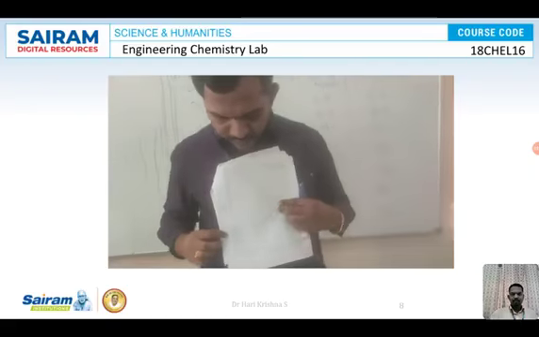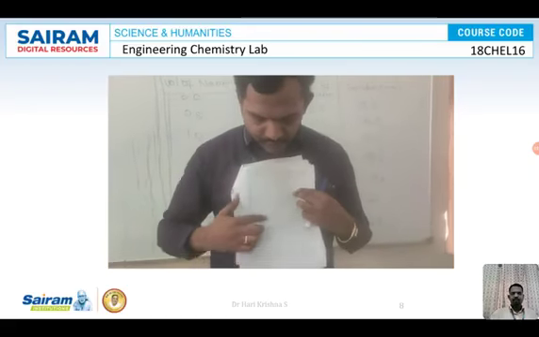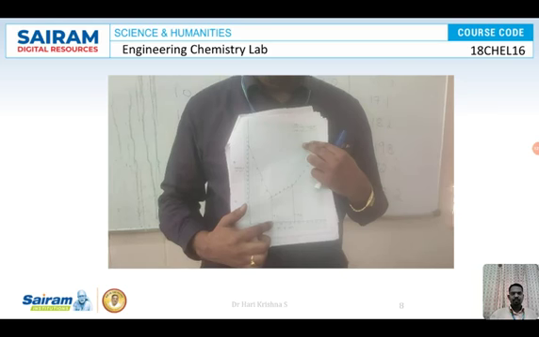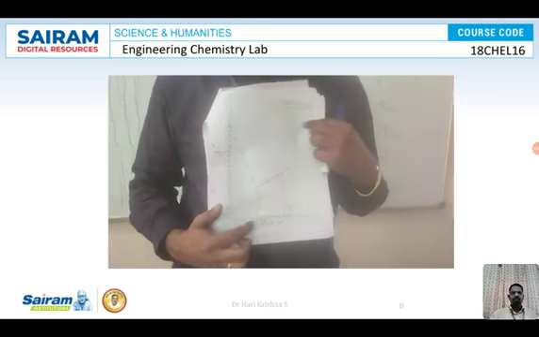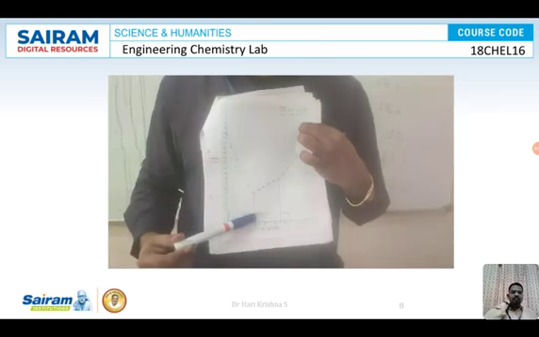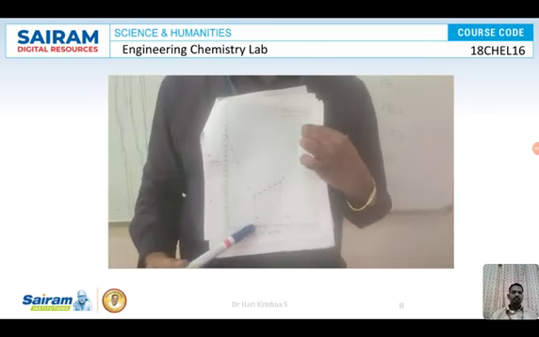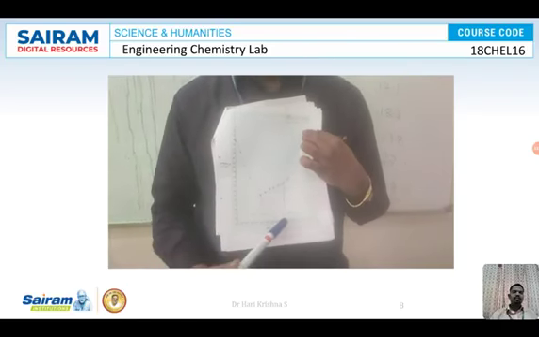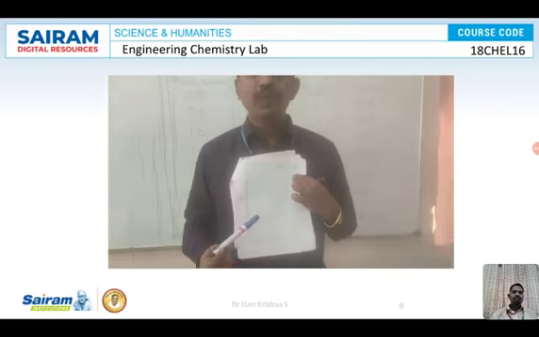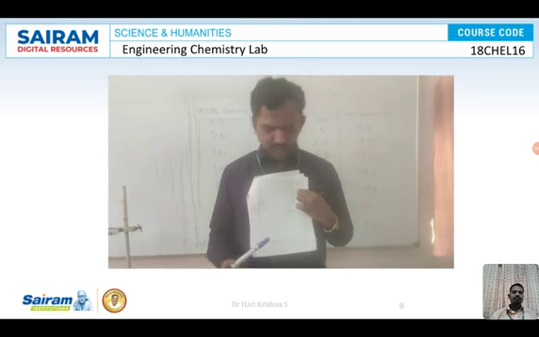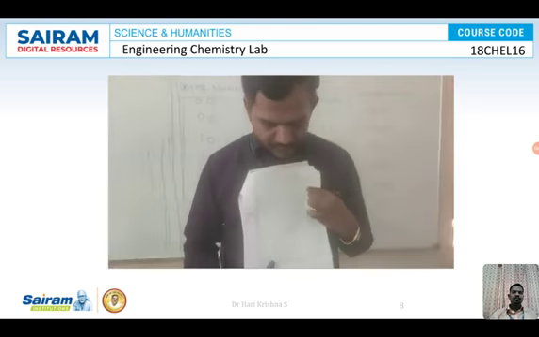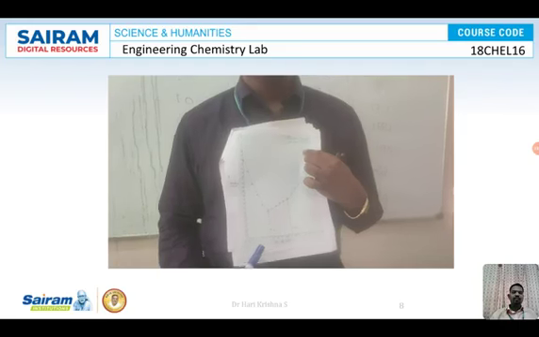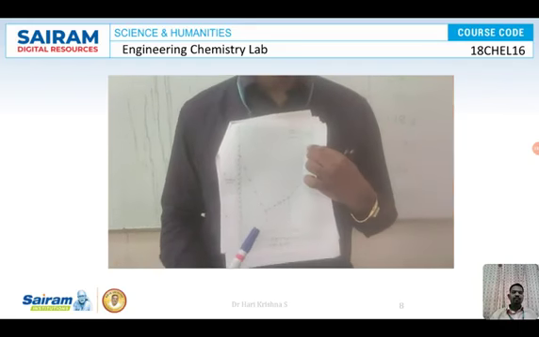You have conductance on one axis and the volume of NaOH on the other, and we get two endpoints, V1 and V2. V1 is the volume of NaOH required to neutralize HCl. V2 is the total volume of NaOH required to neutralize both the acids. How do we determine the volume of NaOH required to neutralize acetic acid? That is V2 minus V1, 5.0 minus 2.5.